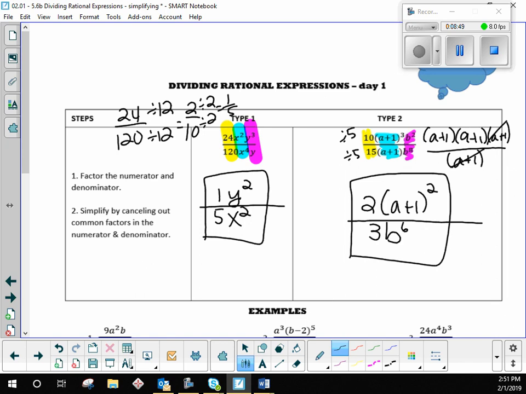All right. I want you to do number 1 and 2 and let me look at them and make sure you're on the right track. And then you can finish and check with the key in the back.